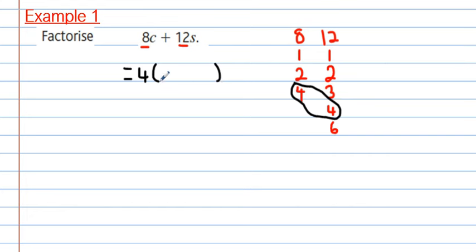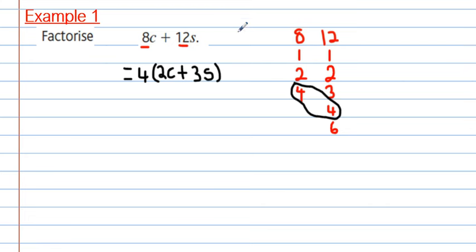Okay. Now, how many 4s will go into 8? 2. And the C will go with it as well. So C will be left inside, because if I do 4 times 2C, that'll give me 8C plus. How many 4s would you get in 12? That will give me 3. And then the S as well. Now we have factorized this expression.